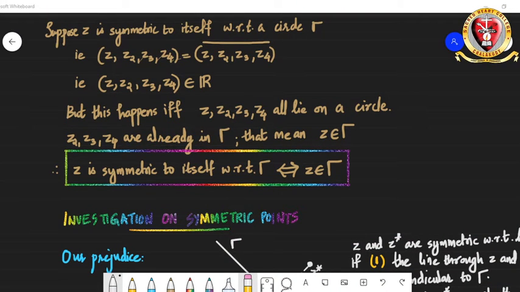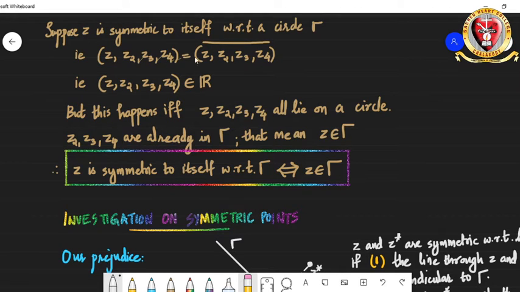Today's session, we'll see whether we can investigate further on symmetric points. Suppose Z is a symmetric point to itself with respect to a circle gamma. So we know by the definition of symmetric points that the cross ratio of Z, Z2, Z3, Z4 is equal to the cross ratio of Z, Z2, Z3, Z4, the whole bar, because we are treating Z star as Z itself.